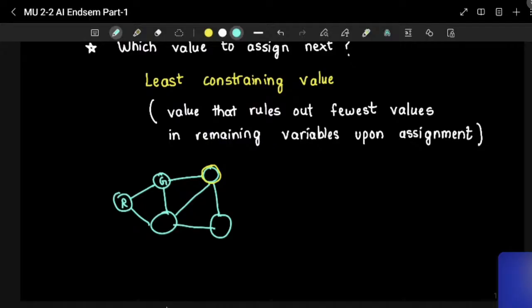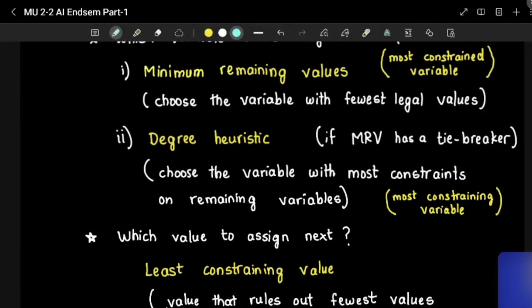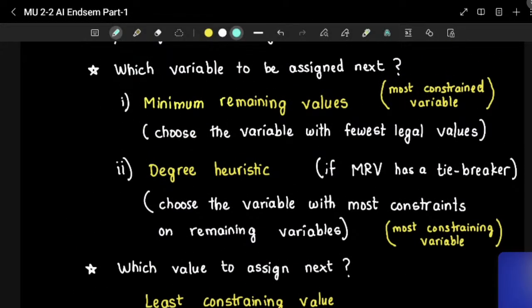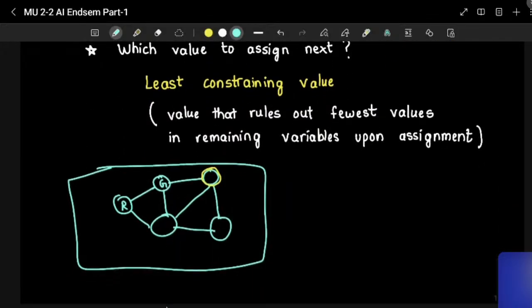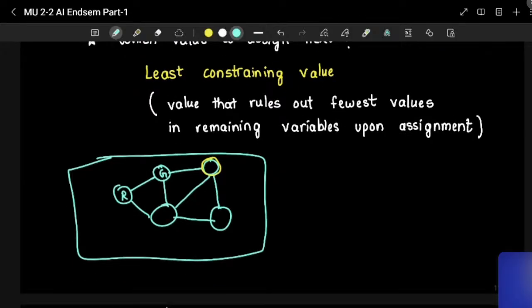Let's say this is some state, and let's say this yellow node is the variable that you're supposed to assign, because you will only assign a value after you fixed which variable to assign, no? So after you fix the variable, you'll have to decide which value to assign. So this yellow node has two options. It can either take red or blue, right? So there are two possible cases. So which one should I take? Should I take red or blue?